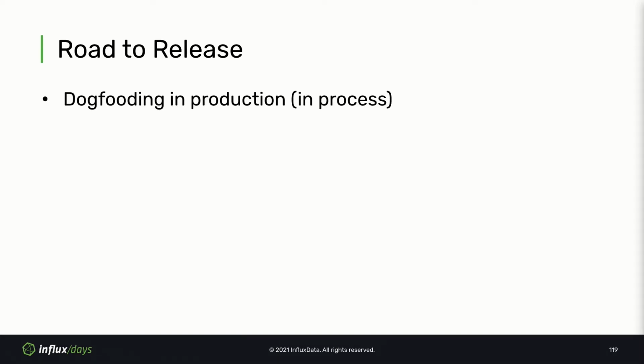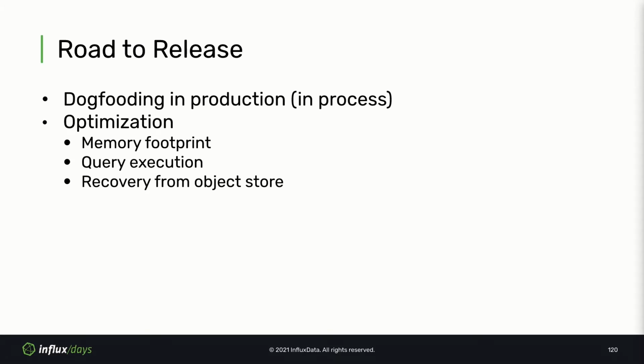All right, the road to release. Now, obviously, the first big thing is dogfooding this in production. We're currently doing this, and we're going to expand our production usage of IOx over the coming months. We'll need to do a lot of optimization. Obviously, I've already talked about some of this with the null representation, the memory footprint, but we also have to optimize query execution, and we have to optimize the recovery time from object storage for a server restarting or a new server coming online.